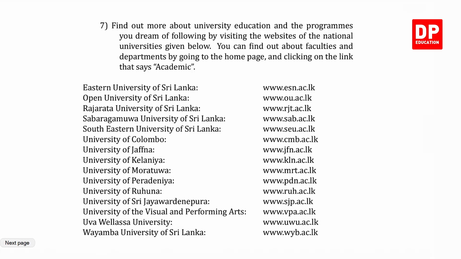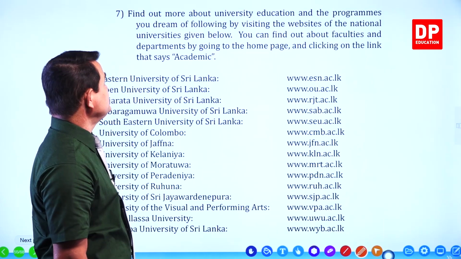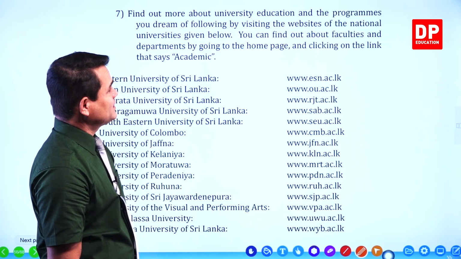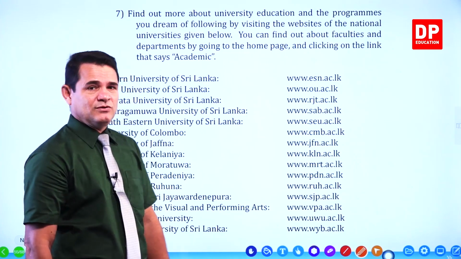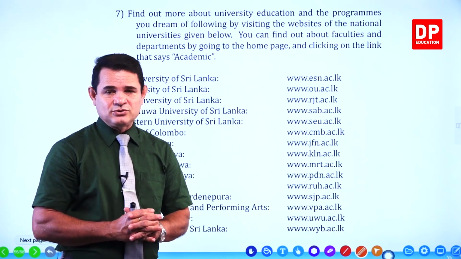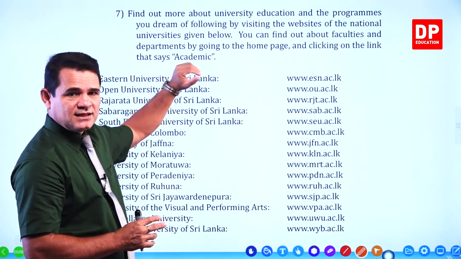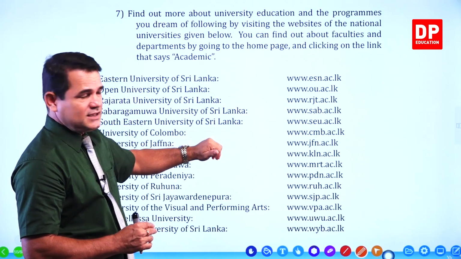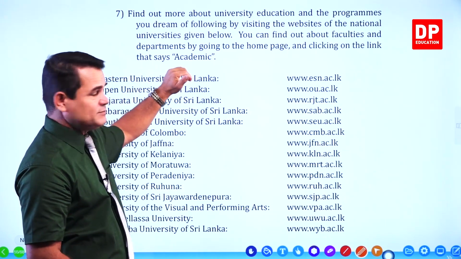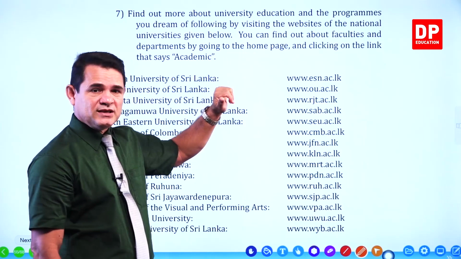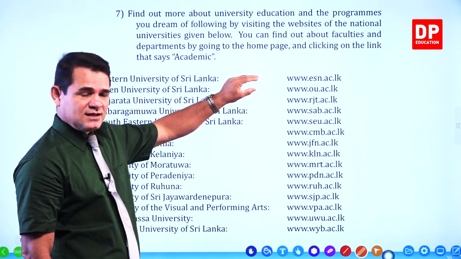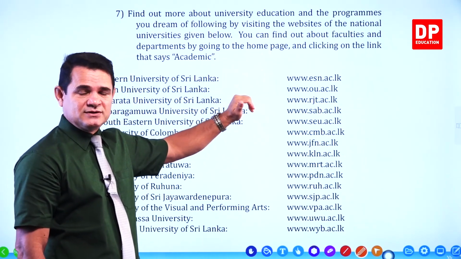And find out more about university education and the programs you dream of following by visiting the websites of the national universities given below. I told you. So you can find more information. තවත් ගොඩාක් තොරතුරු හොයාගන්න පුළුවන්ලු මෙන්න මේ ජාතික විශ්වවිද්‍යාලයට තියෙන වෙබ්සයිට්ස් වලට ගියාම. You can find about faculties and departments by going to the home page. මේ විශ්වවිද්‍යාලේ මේ වෙබ්සයිට් එකට ගියාම ඒකේ හෝම් පේජ් එකට ගියාම you can find out the faculties and the departments.